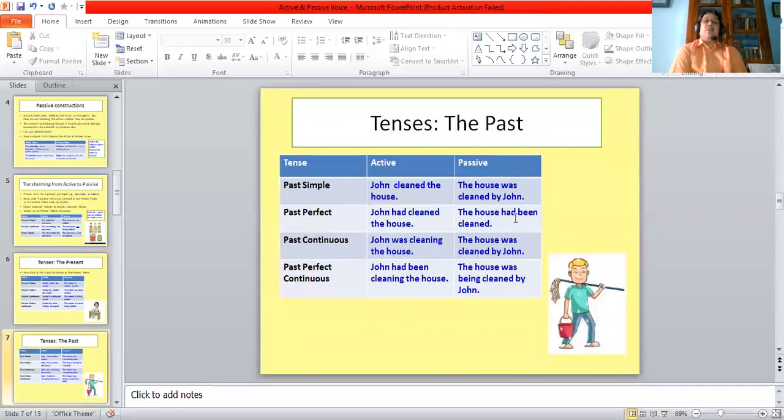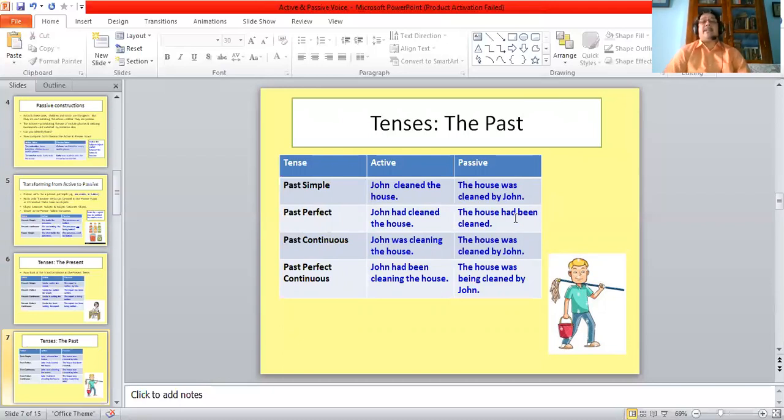Now, let's look at the changes in the past. Okay, suppose we have a sentence like this. John cleaned the house. This is in the simple past. So who is the agent? John. What is the action involved? That of cleaning the house. What has John done? He has cleaned the house.